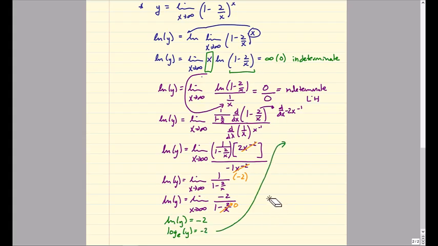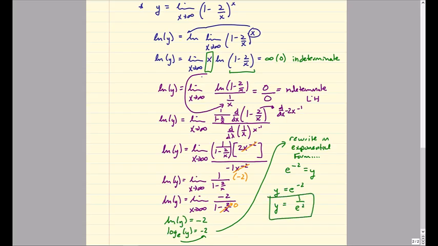Now let me scoot up here. And then from here, I can rewrite this in exponential form. So that rewrite would be my base e to the negative 2 is equal to y. So y is equal to e to the negative 2. That would mean y equals 1 over e squared. That's the limit of that. And so what that is telling me is the limit is 1 over e squared. That's going toward a particular value. So this converges.